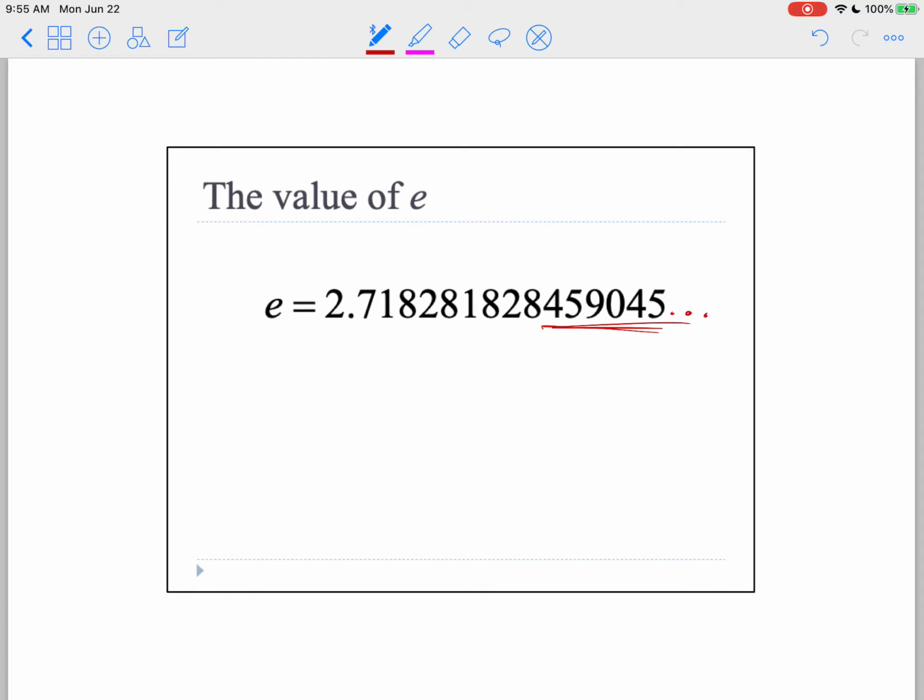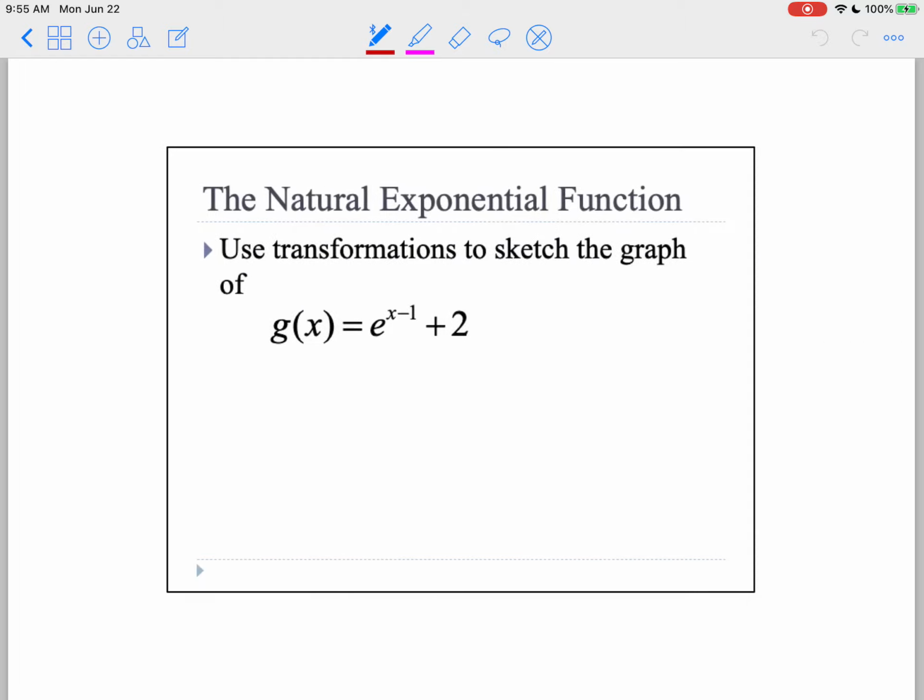Okay, so in the next video, we're going to do some transformations on your natural exponential function, which again, I'm going to do very quickly because I'm not that worried about graphing. What we need to remember is what the base means here. And then we're going to do a couple more application problems, and then that's it.